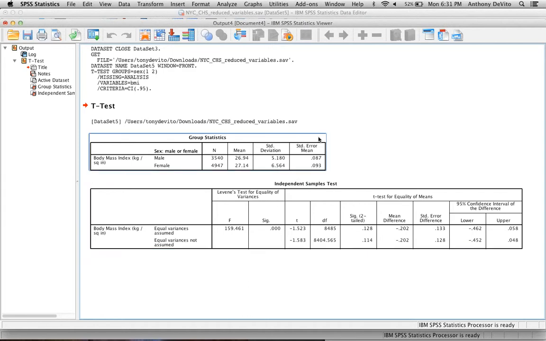So there's a difference, right? It's a very small difference. If I look closer, 26.94, 27.14, I can't say that that difference is big enough to say that the difference in BMI, male to female, is not due to chance.